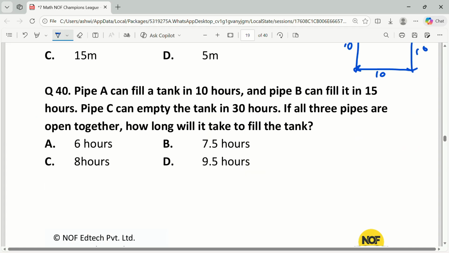So the answer is A, 0 meters. Question 40. Pipe A can fill a tank in 10 hours and pipe B can fill it in 15 hours. Pipe C can empty the tank in 30 hours. If all three pipes are open together, how long will it take for the tank to fill?